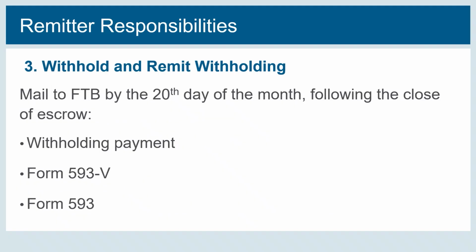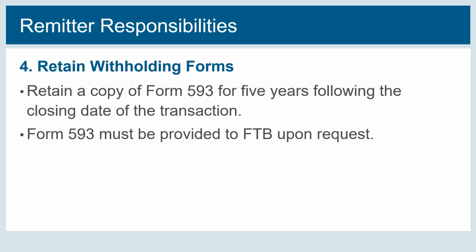The remitter must mail the withholding payment, Form 593 and 593V payment voucher for real estate withholding to FTB by the 20th day of the month following the close of escrow. The fourth responsibility is to retain withholding forms. Remitters must keep a copy of Form 593 for 5 years following the closing date of the transaction and provide it to FTB upon request.